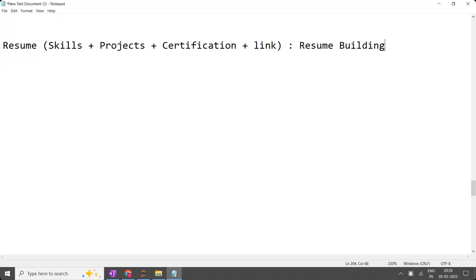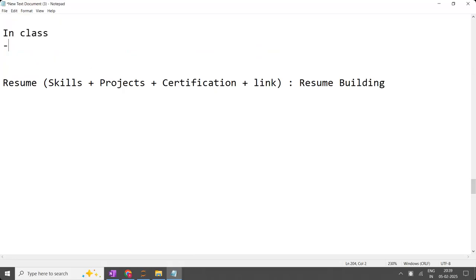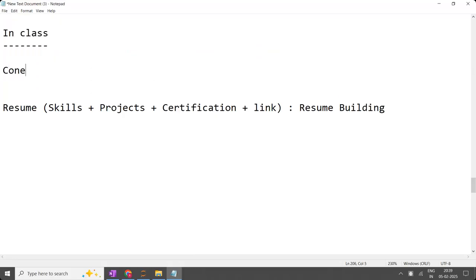Along with the concepts, during the class, what are the things that will come? One, concepts. I'm going to explain the concepts. What are the concepts we are going to discuss? Excel, SQL, statistics, Python, Power BI, and Tableau. All the concepts we are going to discuss.